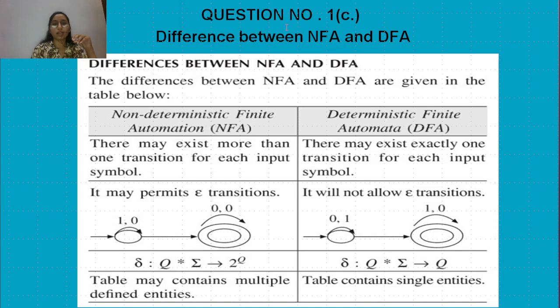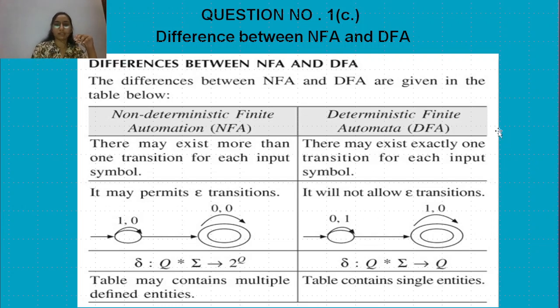Now we will see question number 1C. In this we have to write the difference between NFA and DFA. NFA is non-deterministic finite automata and DFA is deterministic finite automata. In NFA there can be more than one transition for each symbol, but in DFA there is only a single transition for each input symbol. NFA allows epsilon, meaning empty string, transitions, but DFA does not allow this. This is an example or representation of this diagram.